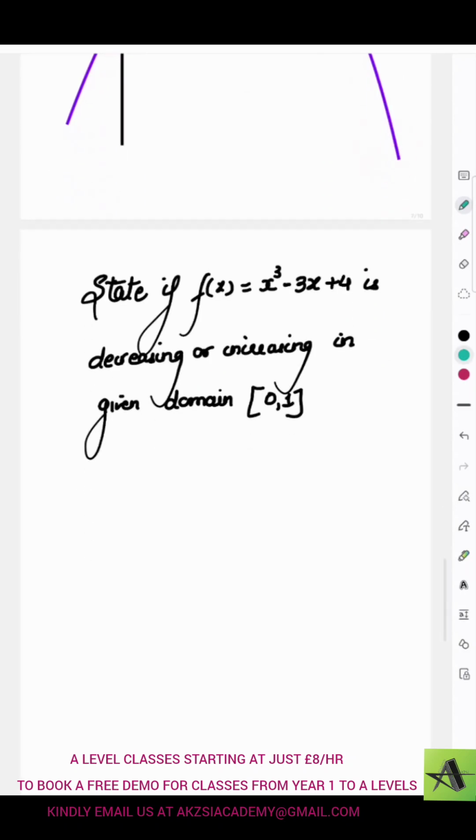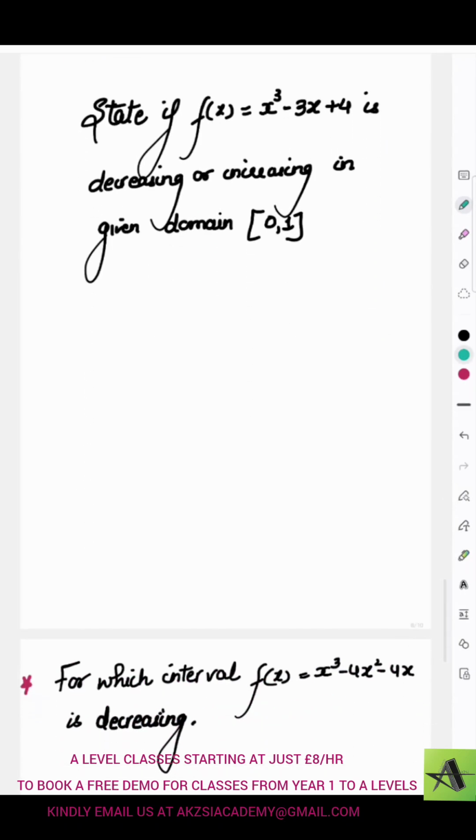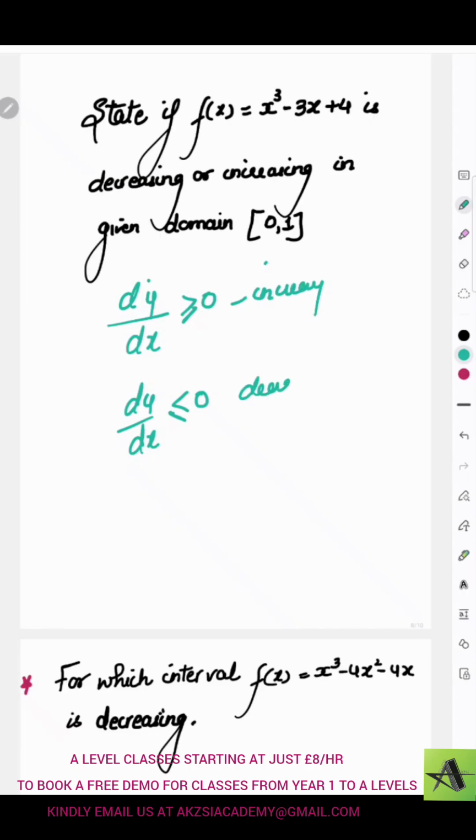If we do some questions, it says: state if f of x is equal to x cubed minus 3x plus 4 is increasing or decreasing, given the domain 0, 1. So what we need to do is, we know that if dy over dx is greater than 0, it's strictly increasing, and greater than or equal to 0, it's increasing, whereas dy over dx less than 0 is strictly decreasing, and less than or equal to 0 is decreasing. That means this will give me increasing, this will give me decreasing.